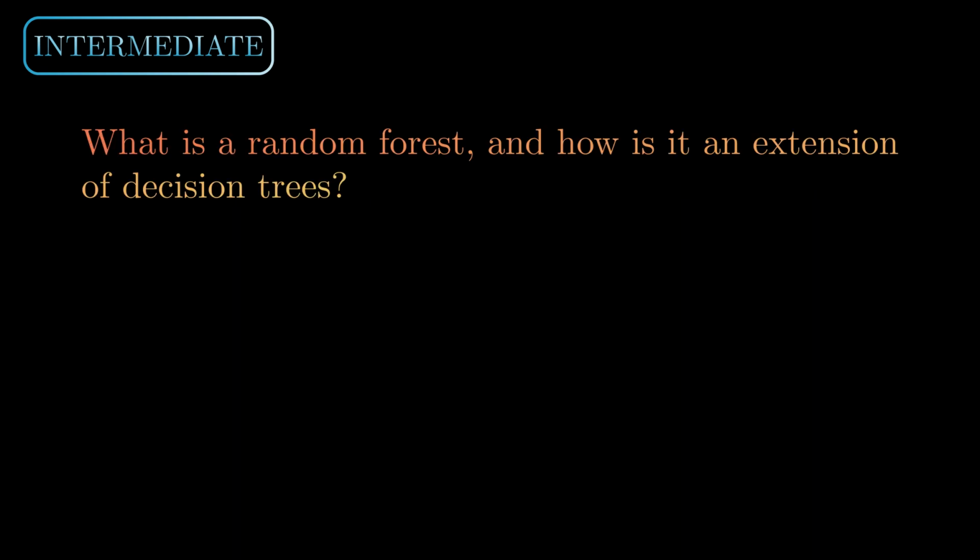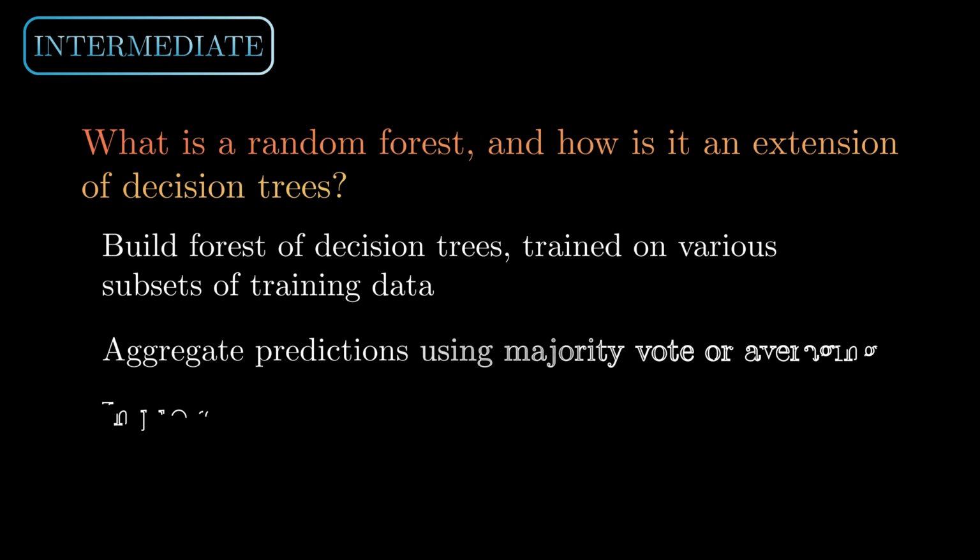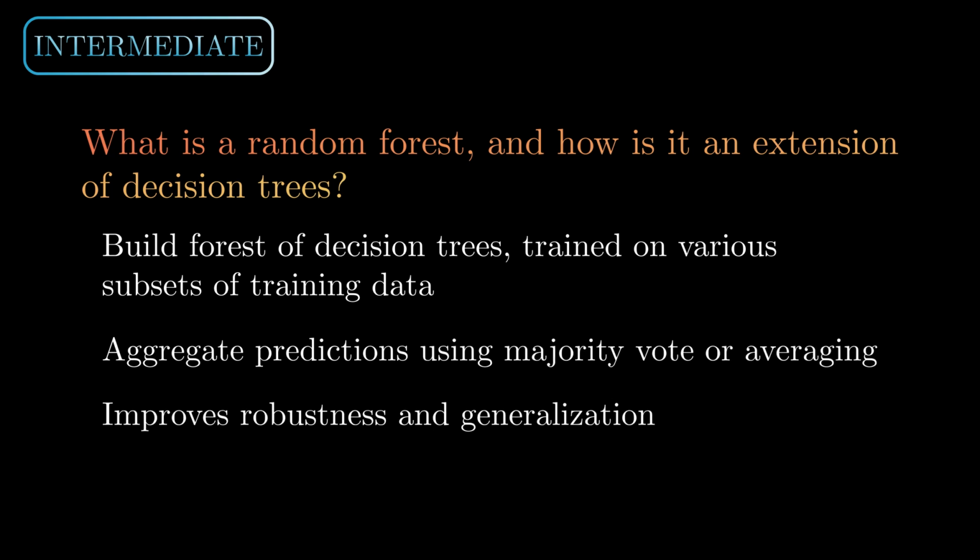Next, what is a random forest and how is it an extension of decision trees? Random forests are an ensemble learning method that combines multiple decision trees to improve predictive accuracy and control overfitting. Random forests build a forest of decision trees, typically trained on various subsets of the training data. This technique is known as bagging. During the training of each tree, the algorithm randomly selects a subset of data points with replacement and a subset of features. This randomness helps to create diverse trees.